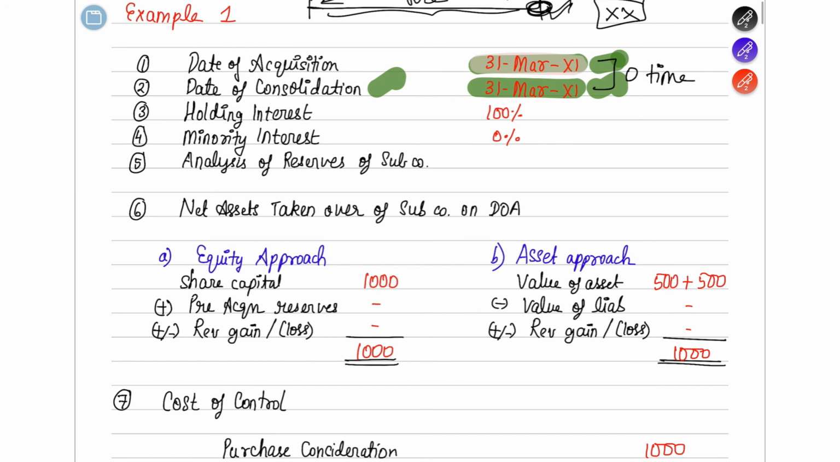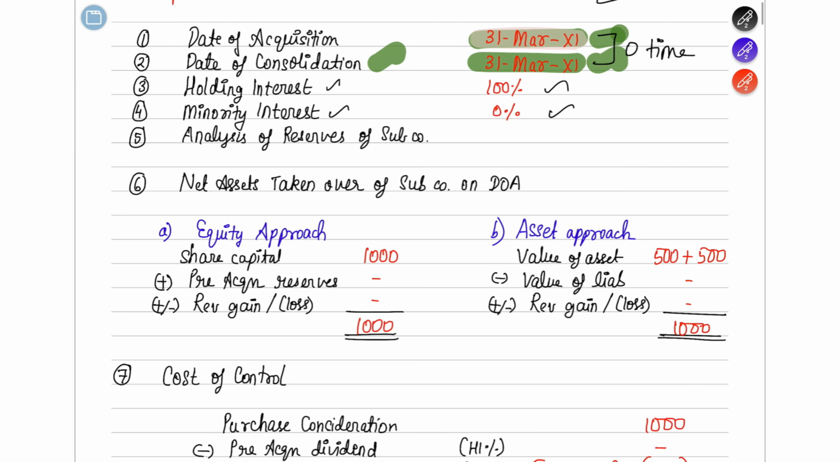Okay, pre-acquisition period. Fine. How much was the holding interest? So P Limited had acquired 100%. So what will be the minority interest then? There will be no minority interest, so it is 0%. So first 4 steps are done.